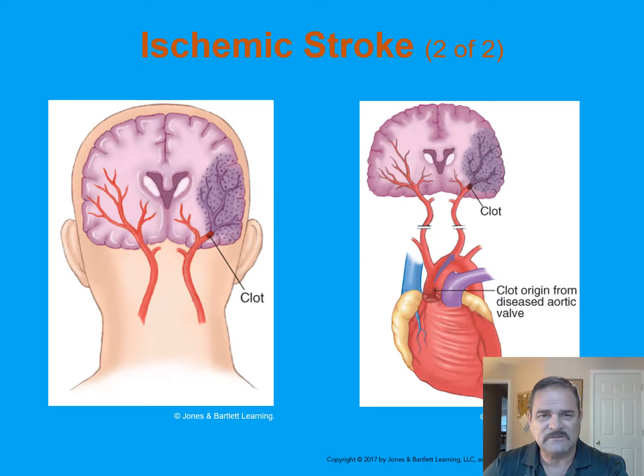Right, so here you go. This is a diagram showing the same thing. Here's a little blood clot, and how it's cutting off blood flow to this part of the brain, where the clot originated from the aortic valve, and then it cut loose and went straight to the brain.